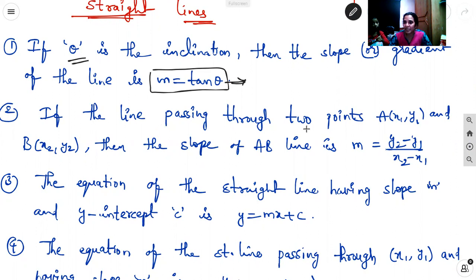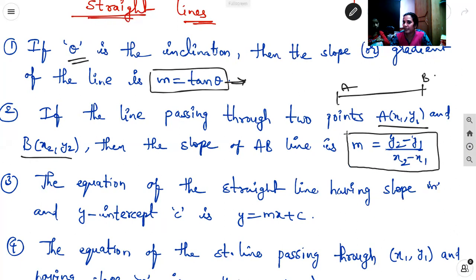If the line is passing through two points, A is x1 comma y1 and B is x2 comma y2. Suppose it is a straight line passing through point A and point B. What is the slope? Slope means the difference of the y coordinates by the difference of the x coordinates. That is m equal to y2 minus y1 by x2 minus x1, if we know the two points.